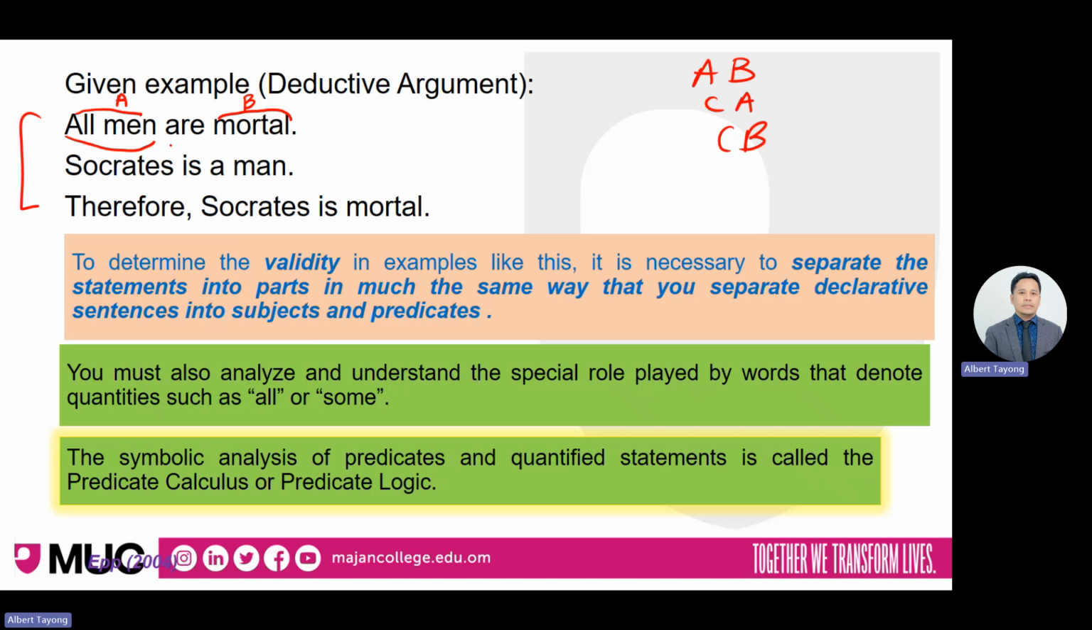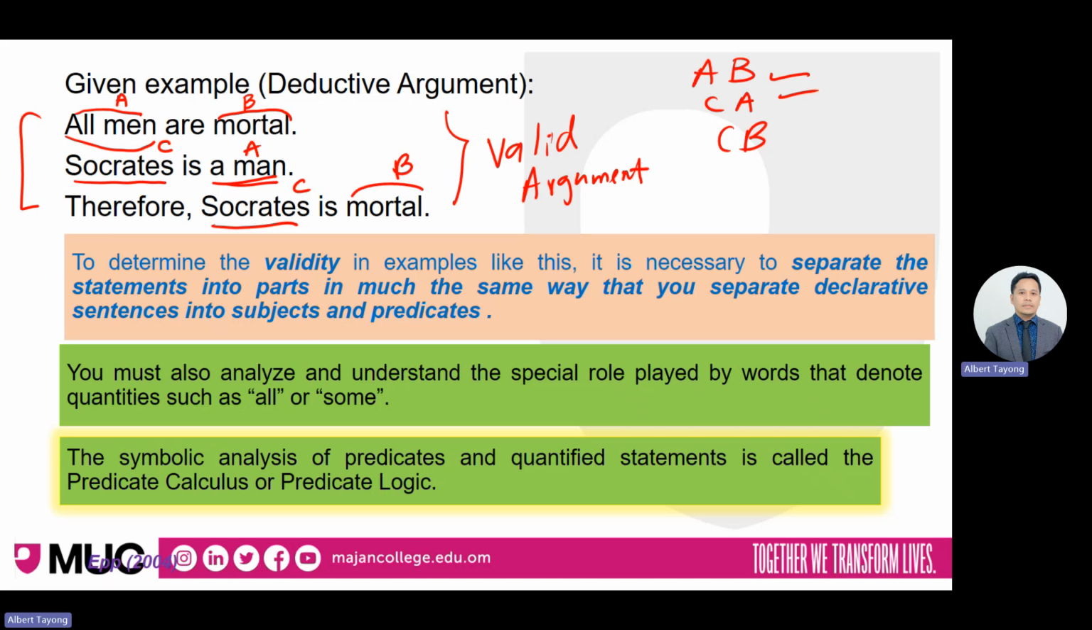Socrates is not mentioned in the first sentence, so this is C. And man is mentioned in the first sentence, as part of all men, so this is going to be A. Socrates is C, because it is C here in the second sentence, and mortal is B in the first sentence. So this is a valid argument because it follows the form: All A are B, C is A, therefore C is B.